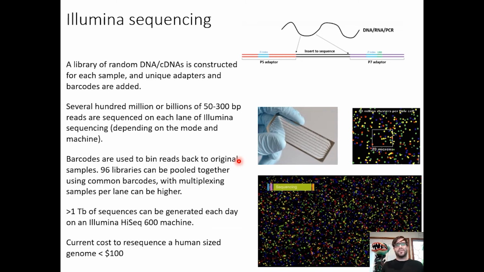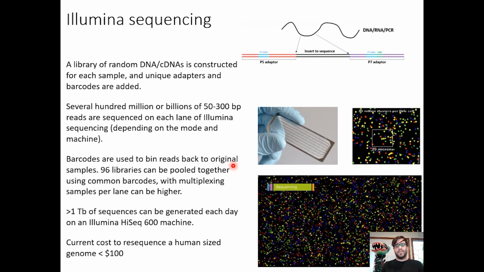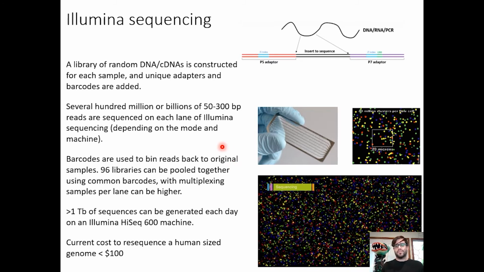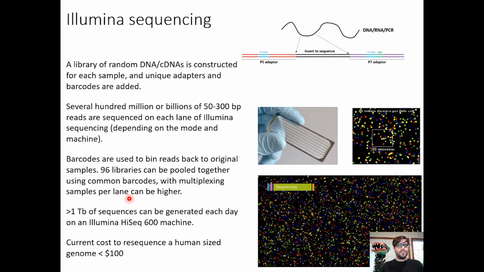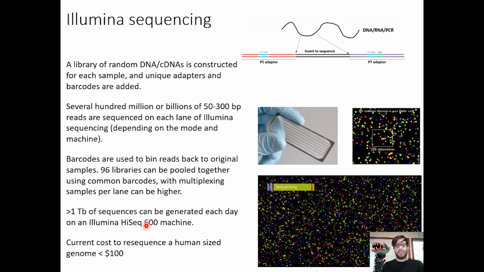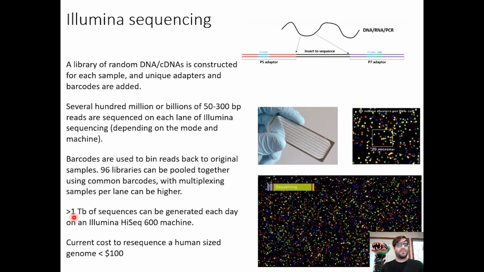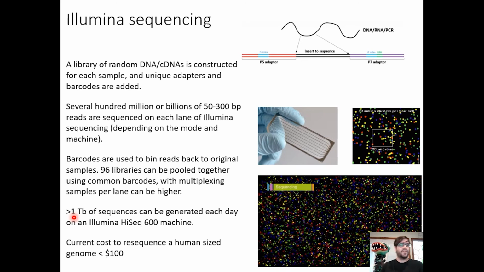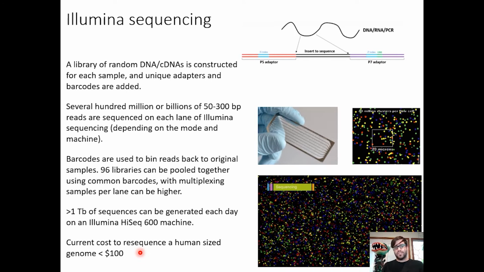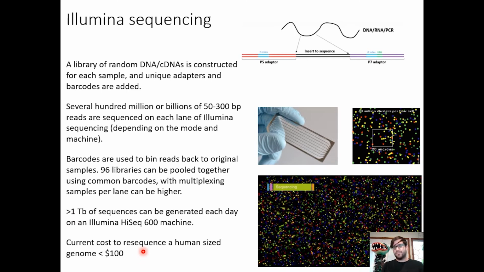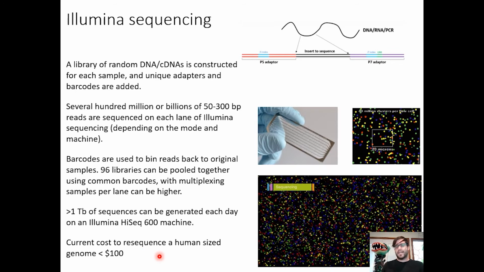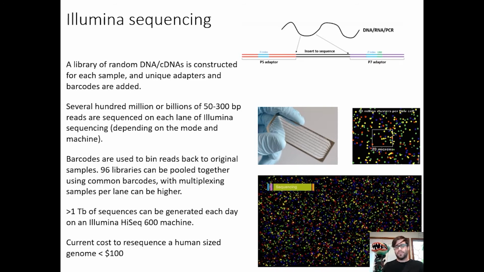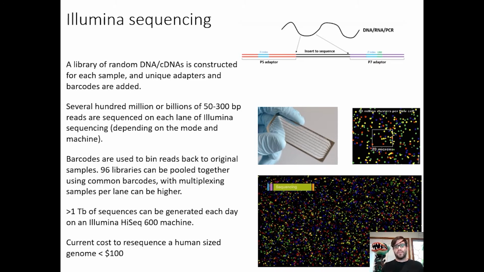In a single lane, we might get 400 million or a billion sequences. Maybe we only need 20 million per sample, so you can use these barcodes to separate them after sequencing. Right now, these numbers are constantly going out of date, but you can generate about a terabyte worth of sequences per day on an Illumina HiSeq 6000 machine. And the current cost to resequence a human-sized genome is about $100. So we're generating massive amounts of data, and we can use these if we care about the actual sequence composition itself, to look for maybe variation between yourself and the human reference genome, or we can use it for RNA-seq to quantify gene expression.